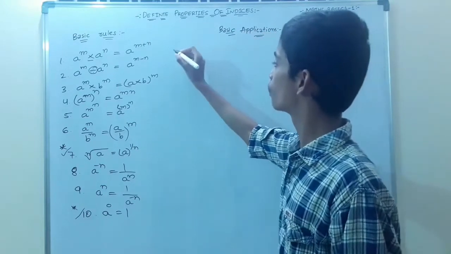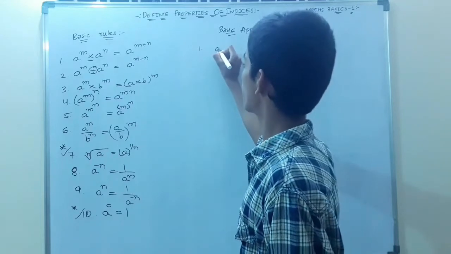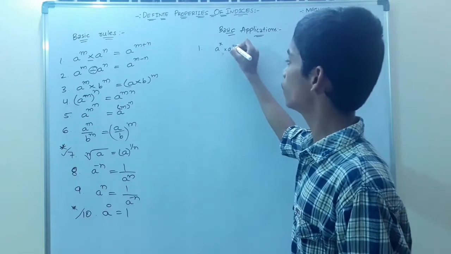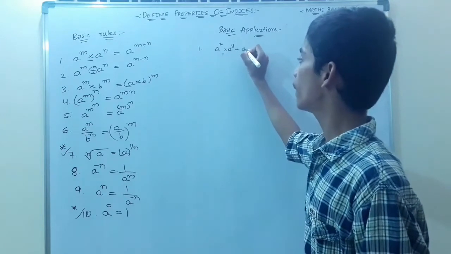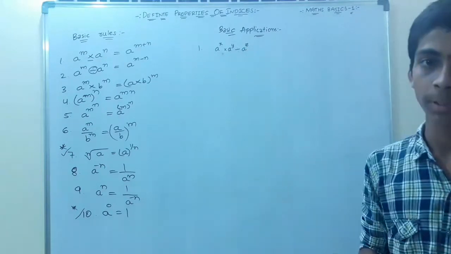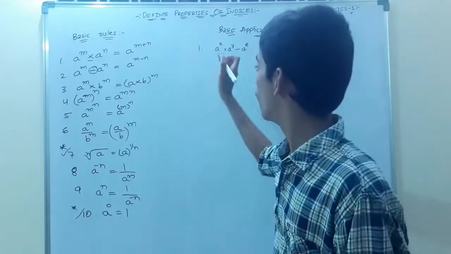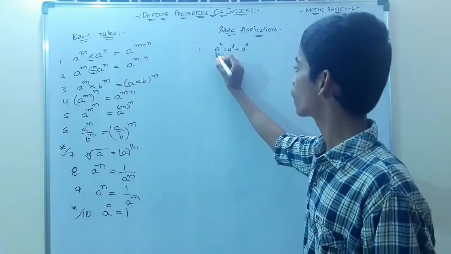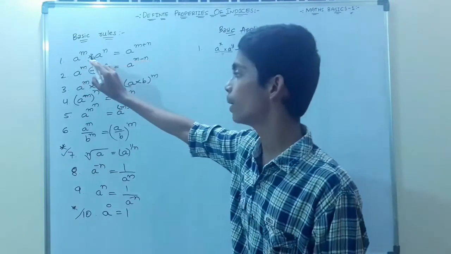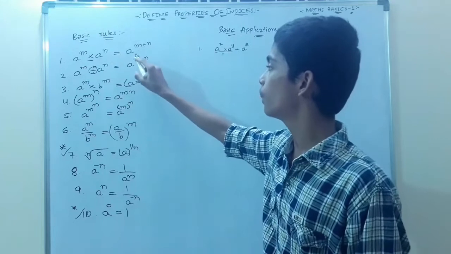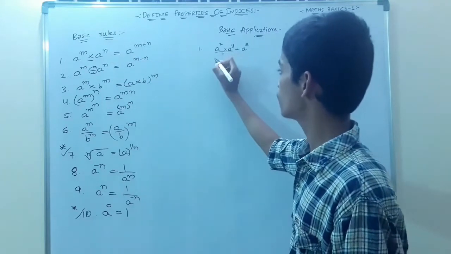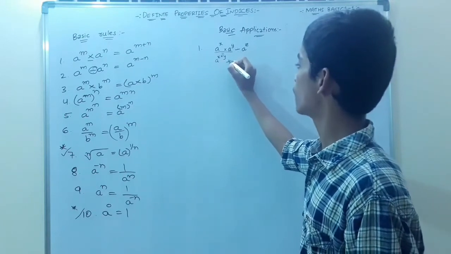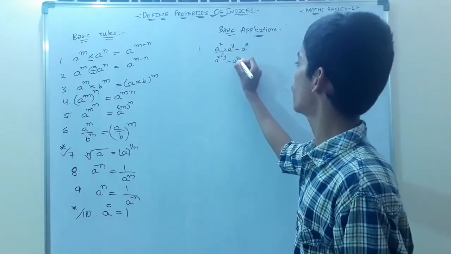We have the first one as a power x into a power y divided by a power z. This is a very basic application, and we need to apply these basic rules to find this. According to the first law, a power m into a power n gives a power m plus n, and since the bases are equal, we get a power x plus y, divided by a power z.